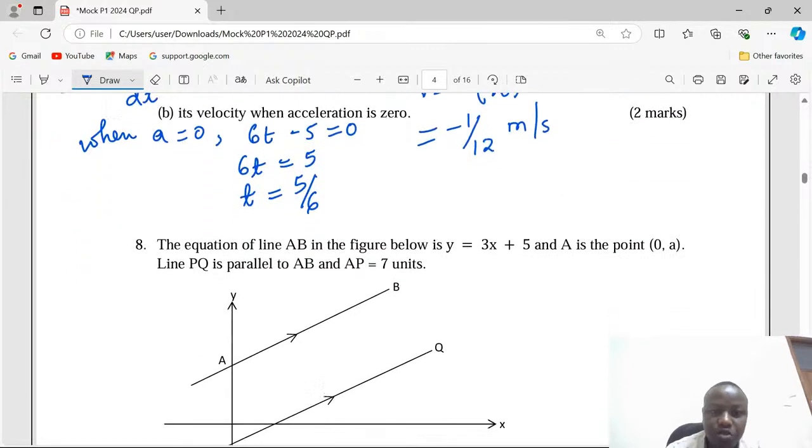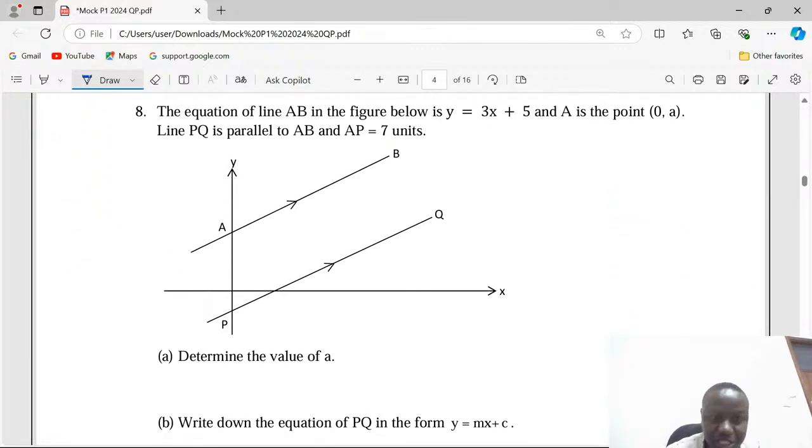I can see you are still joining. We are now at number 8.